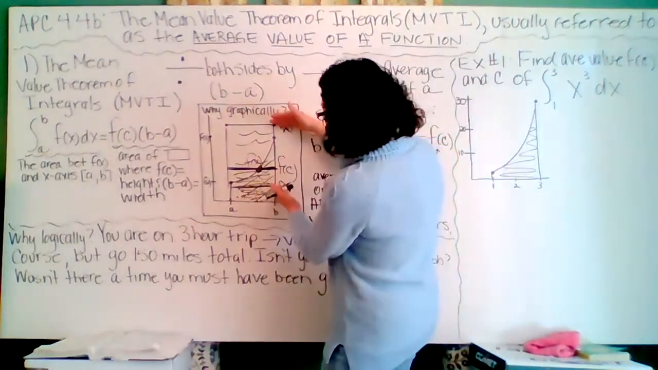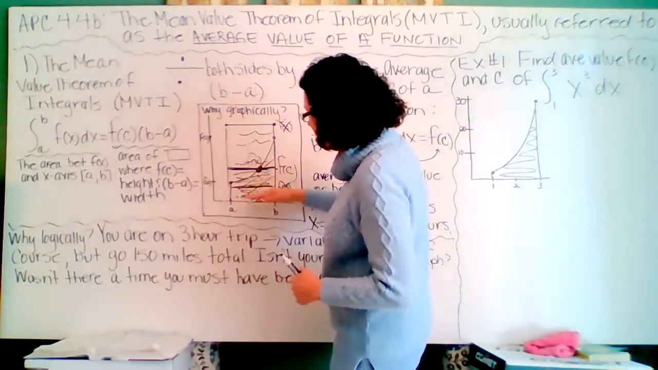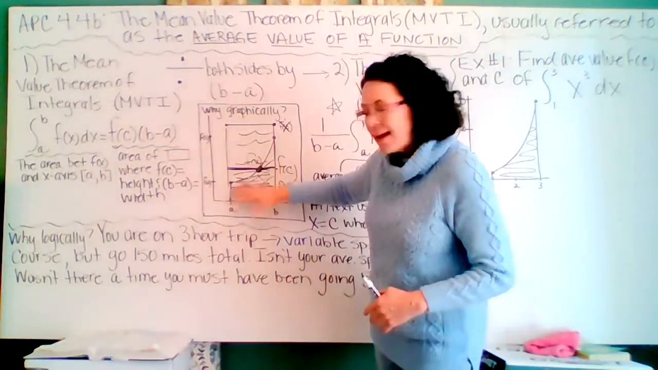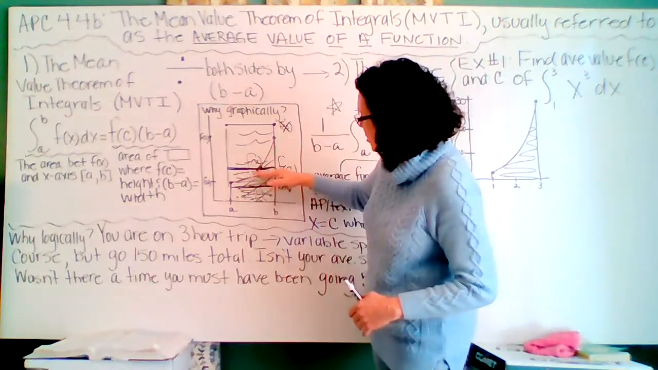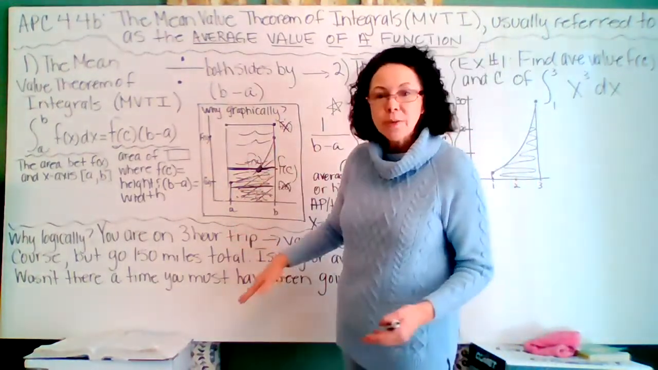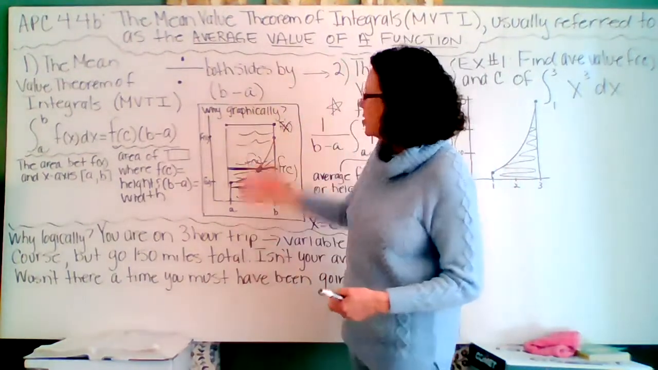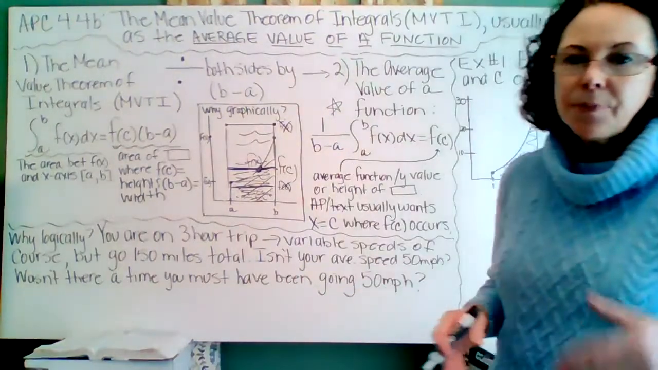But of course, somewhere in between here, there is a horizontal line I can draw, an f of c, that makes the area of a rectangle equal to the area underneath the function, and it has to hit the function, right? If it's always below it, the area is too small. If it's always above it, the area is too big. So it really does make sense, okay?